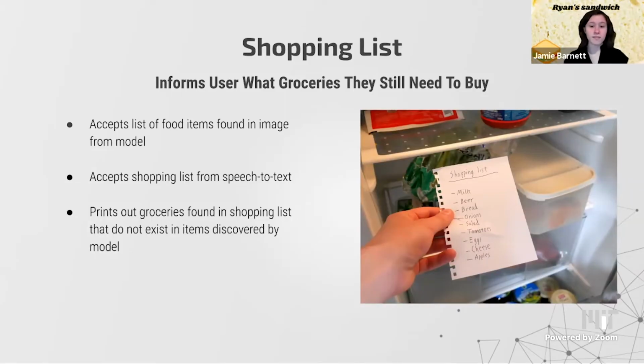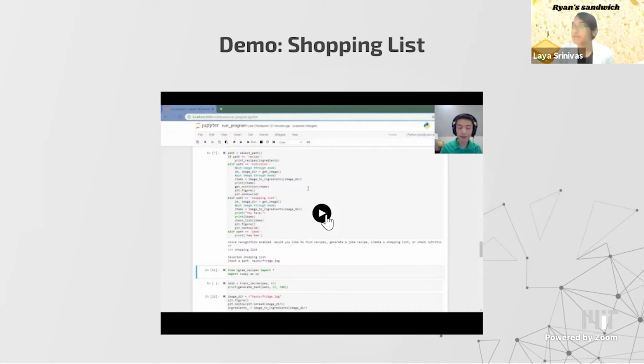Our next function, our shopping list function, informs users what groceries they still need to buy by checking the contents of a pantry or fridge against a shopping list. To accomplish this, our models identify the groceries found in an image, check them against a shopping list taken from the user using speech to text, and then print out what items are missing. Here's our shopping list demo.